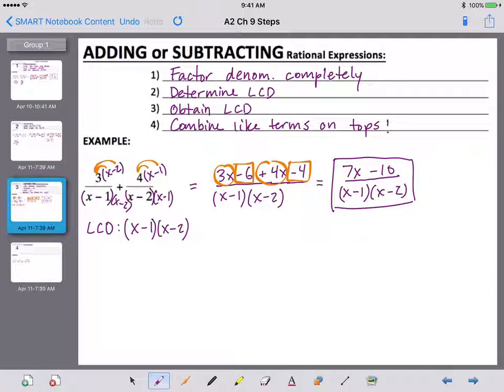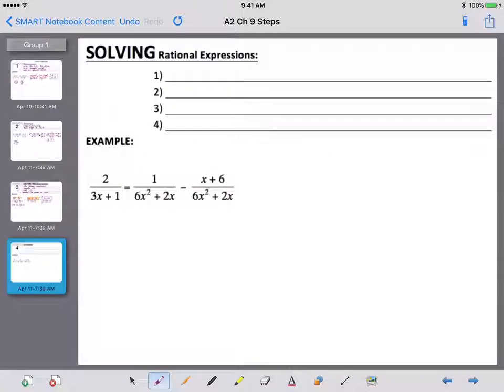Okay, the last thing we're going to look at is solving rational expressions, which still works with this idea of the least common denominator. So here's 4 steps for you. Just like in adding and subtracting, you factor your denominators completely. And once you have those factored, you have to determine what your common denominator will be.